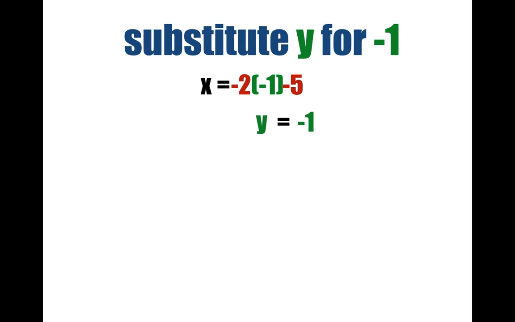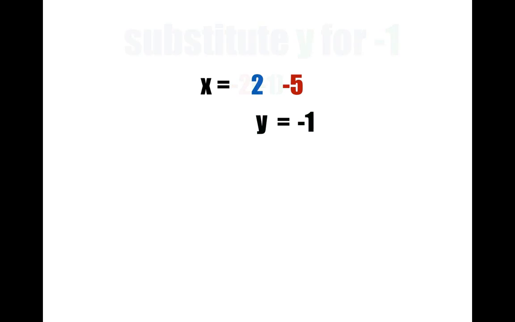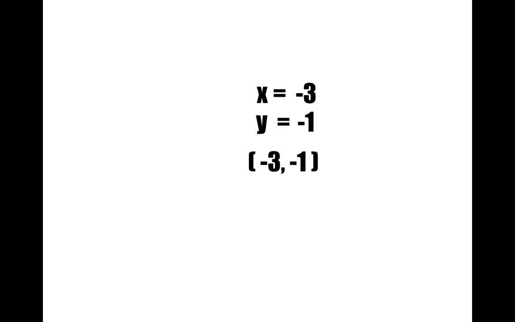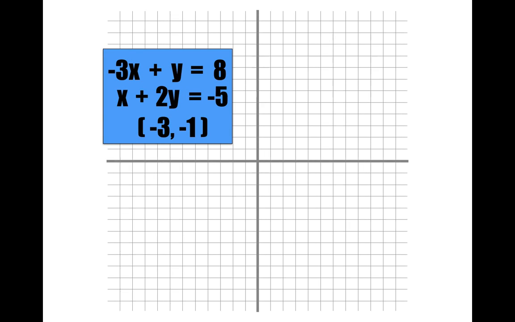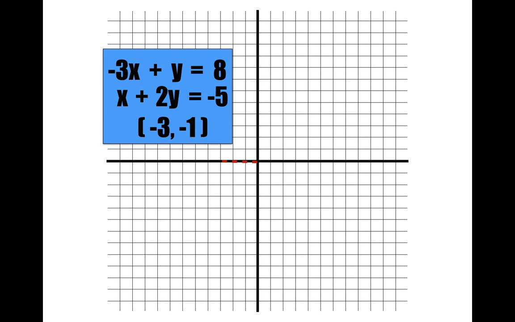Now I can do my algebra. Negative 2 times negative 1 is positive 2. 2 minus 5 is negative 3, and now I have the value for x. So I now have my coordinate. It's negative 3, negative 1. Here are my two equations and my coordinate point. I'm going to graph this. So it's negative 3 and then negative 1. Here's my point. This particular point represents the one point that both of these equations have in common. This is the solution to my system of equations, and I don't even need to graph my lines.